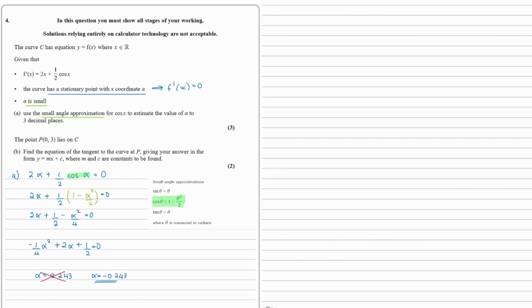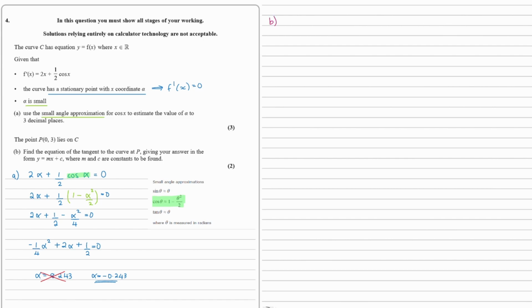The next part says the point P, coordinate 0,3, lies on C. Part B, find the equation of the tangent of the curve at P, giving your answer in the form y is equal to mx plus c, where m and c are constants to be found.